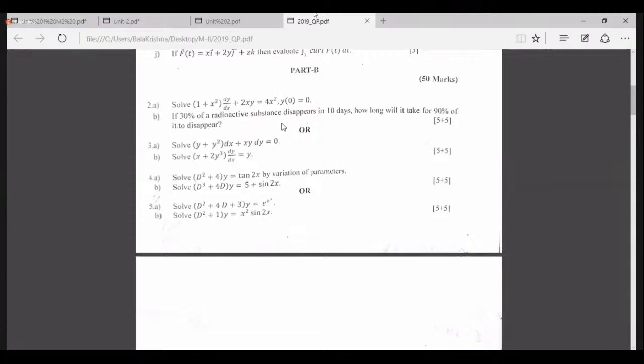So if you see this last year question paper, the first question was related to linear differential equation. And the second is related to your application. So here, 30% of a radioactive substance disappears in 10 days. A substance is there which is decreasing in 10 days. That means as time is increasing, amount is decreasing. That means it indicates Newton's law of decay, not the growth problem. So the question is, how long will it take for 90% to disappear? So he is asking you what is the time.